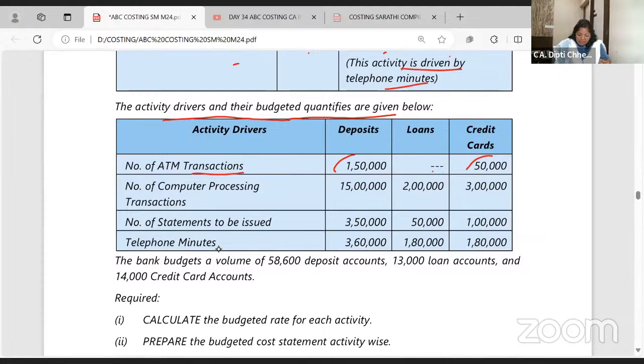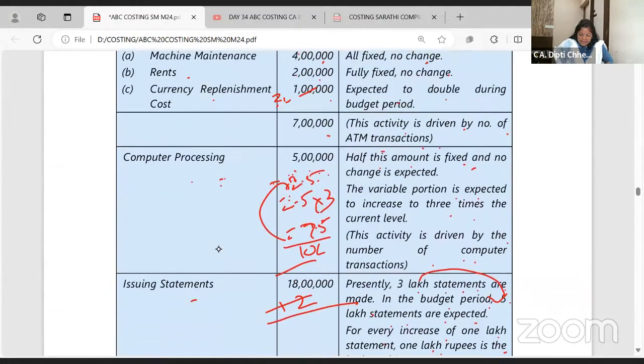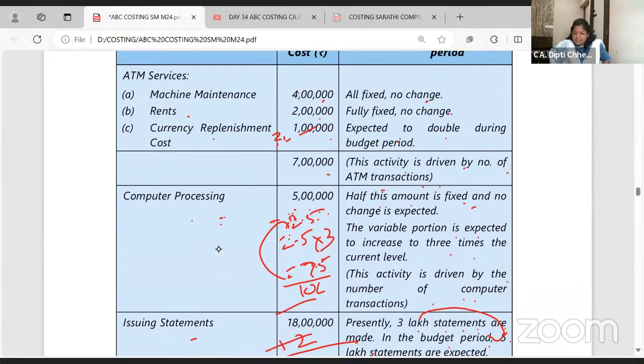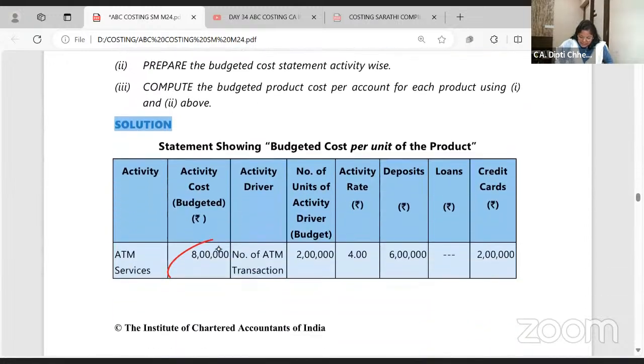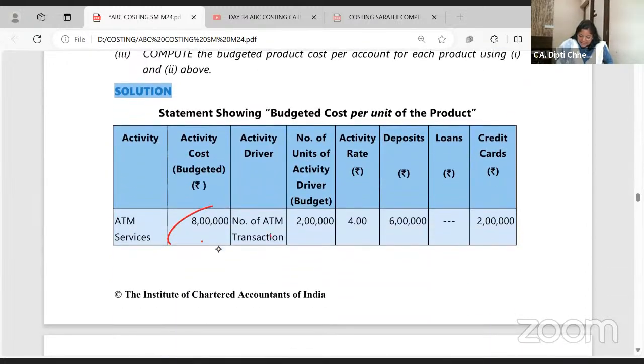So if you don't bifurcate, what you will do is your total overhead, you will charge to all the three. Whereas ATM related overhead is 8 lakhs, which is not incurred for loan. Are you getting now the benefit of ABC costing? No, this is not a comparative problem, that traditional was this, ABC is that. That has become history now.